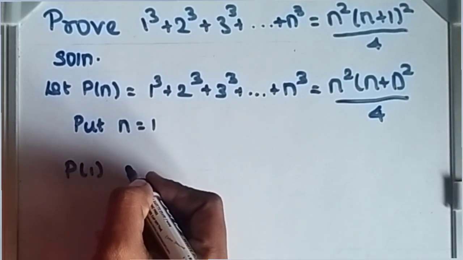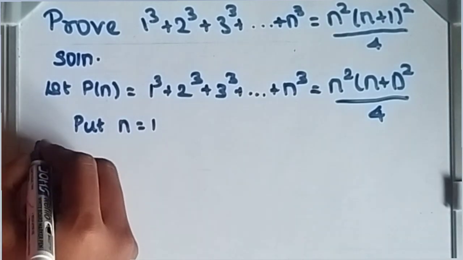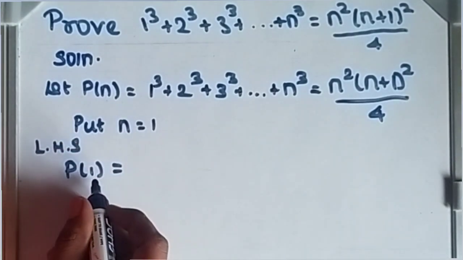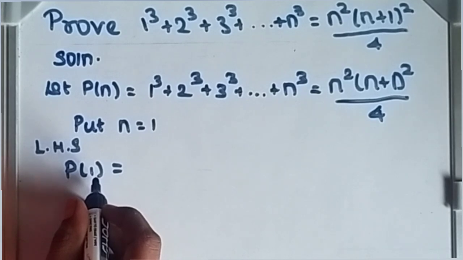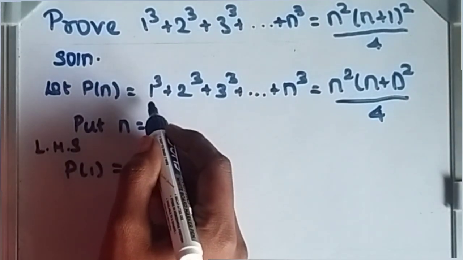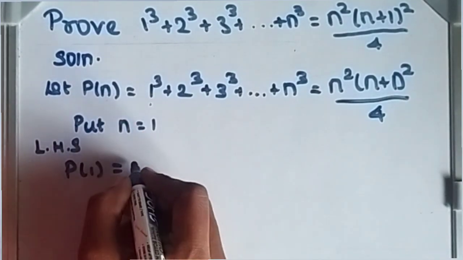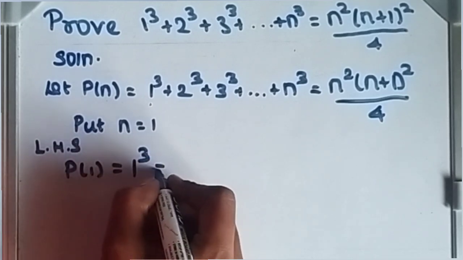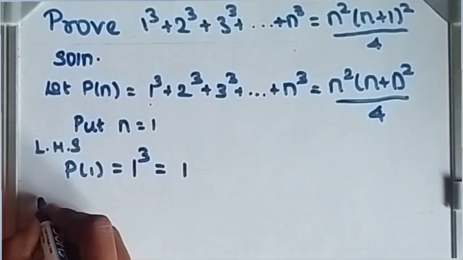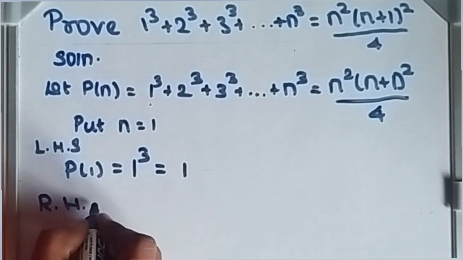So first we are going to solve for the left hand side. Here n is what? n is the number of elements in a series. So n is 1, so it will contain only one element, and it is the first element. So what is the element here? 1 cube. So 1 cube is equal to 1. Now we start to solve for the right hand side.